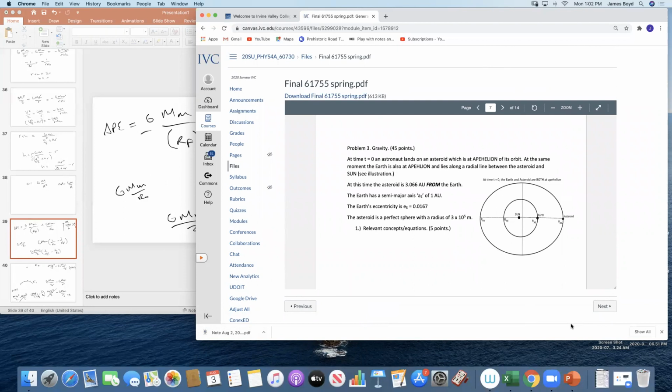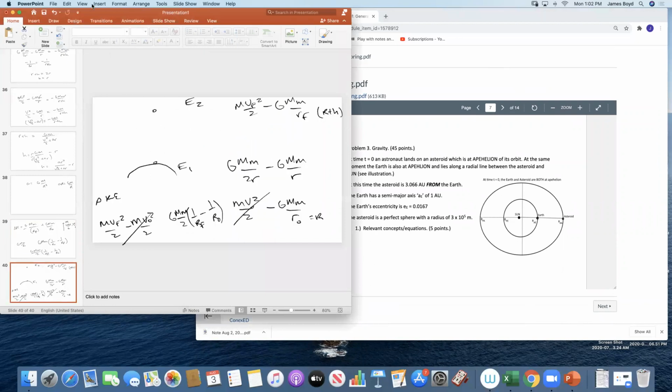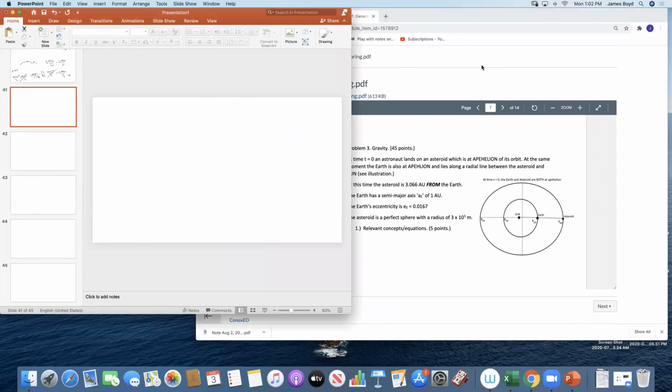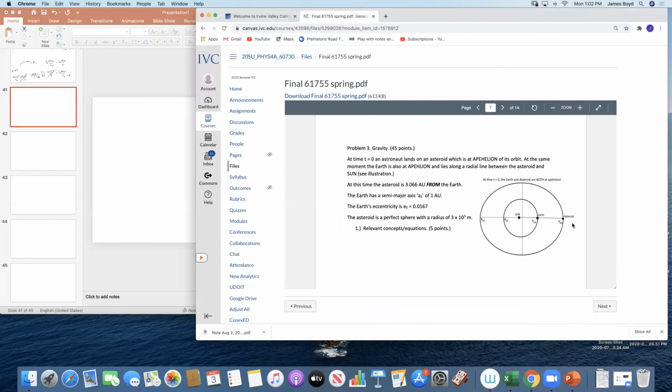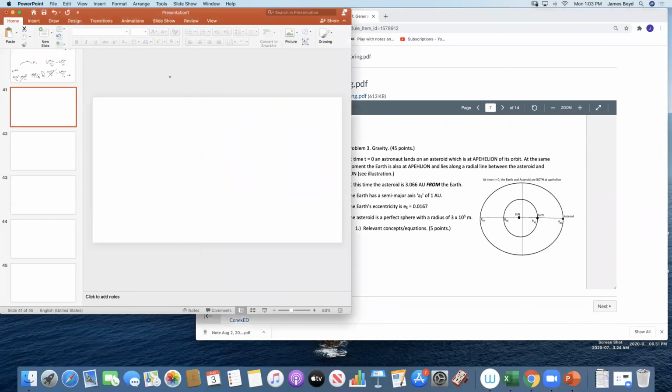What you can see here is that you have an asteroid that you're told, and shown in the picture, is at aphelion while the Earth is at aphelion. And that asteroid is 3.066 AU from the Earth, not the Sun. That's RA from the Earth. So its RA from the Sun will be both. RA of the asteroid will be the distance to Earth plus the distance from the Earth to the Sun. I hope that makes sense to you.